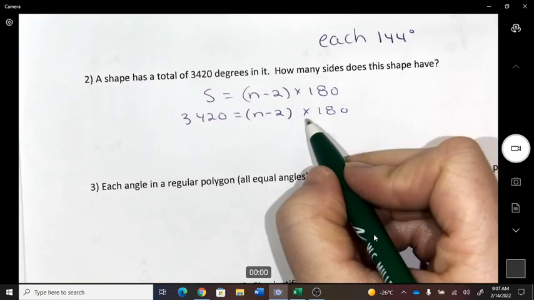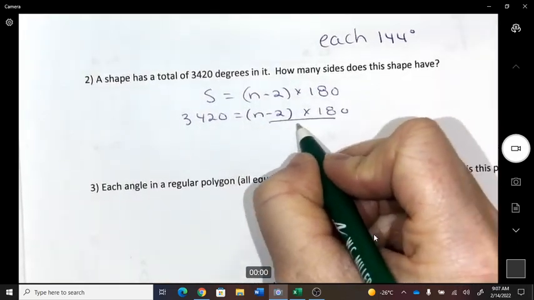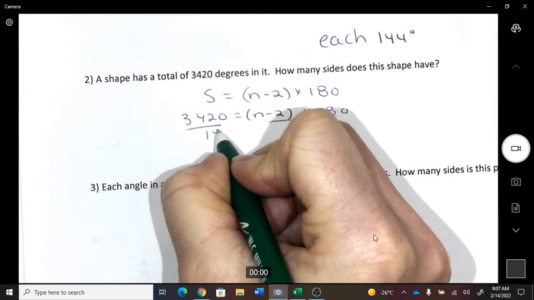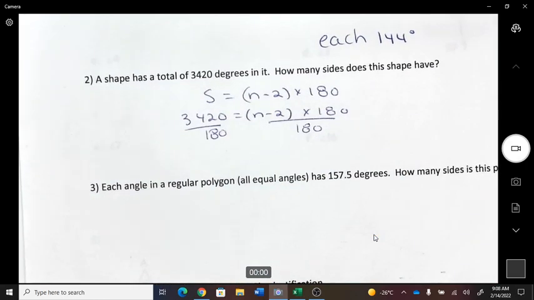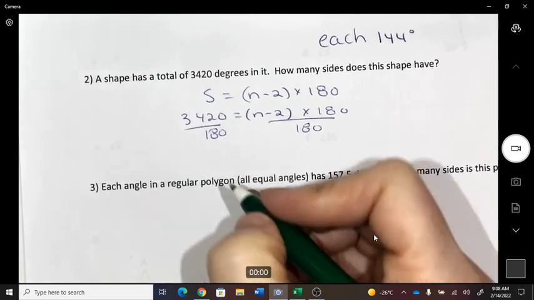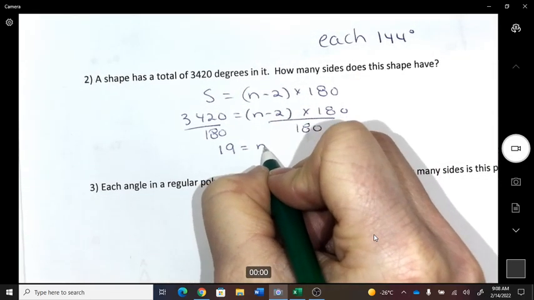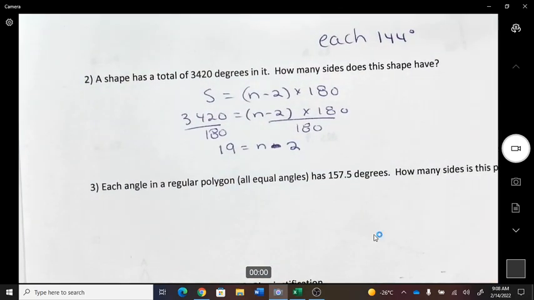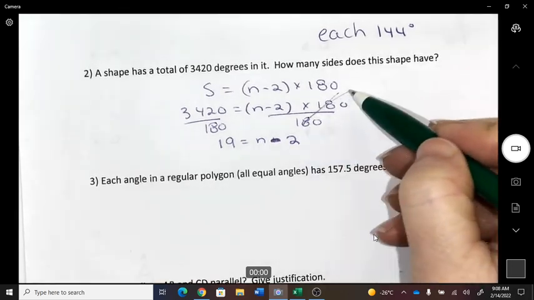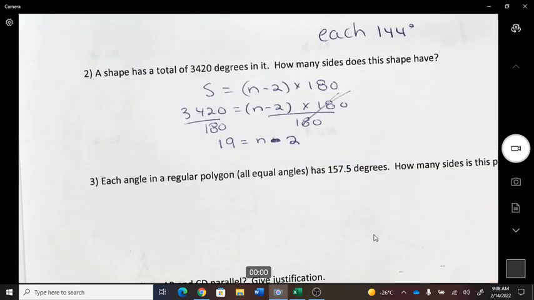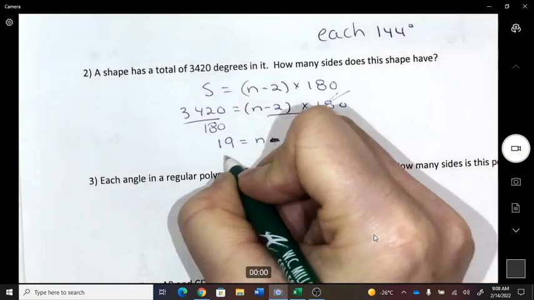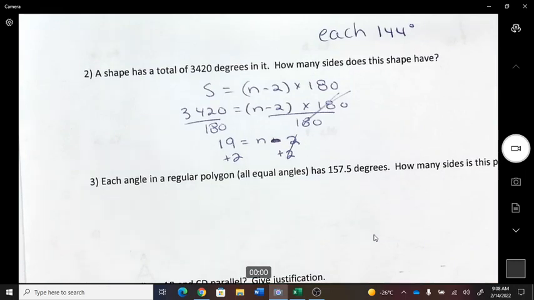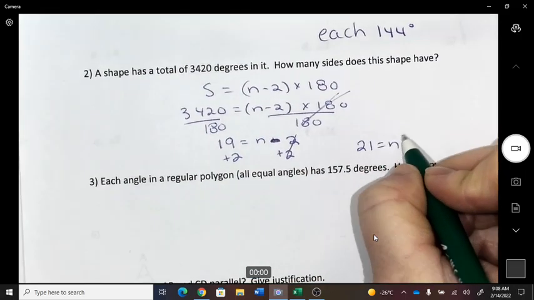So the first thing I'm going to do is get rid of the times by 180. So I'm dividing by 180. So I get the number 19. So that's what I did. I just got rid of that 180. And then I still have to do one more thing here. I need to add 2. So this would be 21 sides.